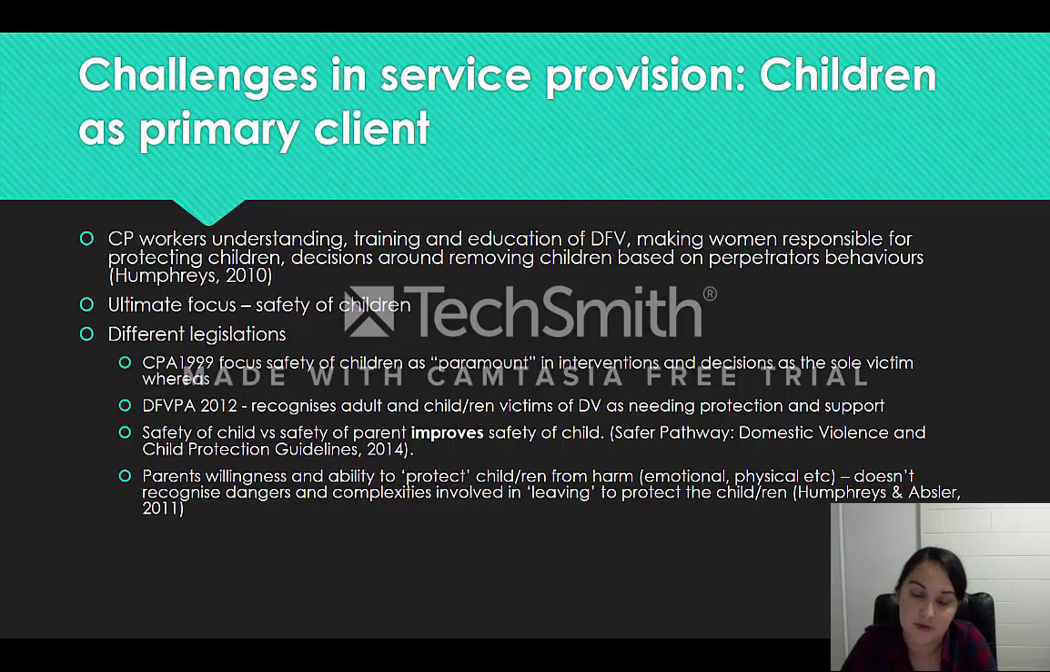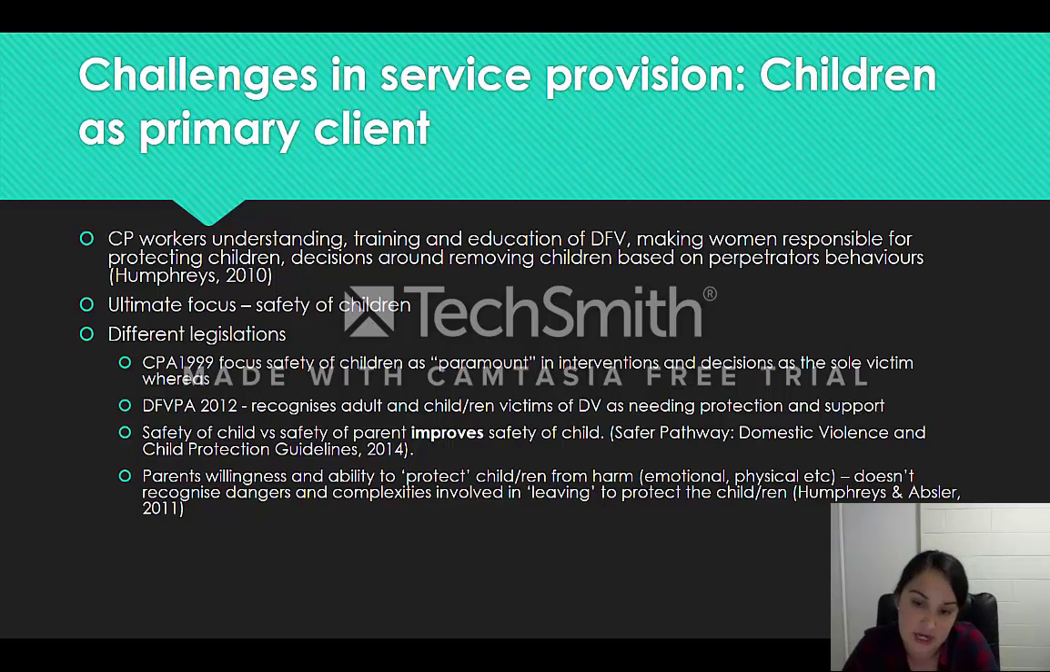Parents need to demonstrate a willingness and ability to protect children from harm. However, this can fail to recognise the dangers and complexities involved in leaving a perpetrator of domestic and family violence in order to protect the children. Again, the onus is on women to do this, to leave the home and to risk the dangers of having to leave. Another challenge is the different legislations.